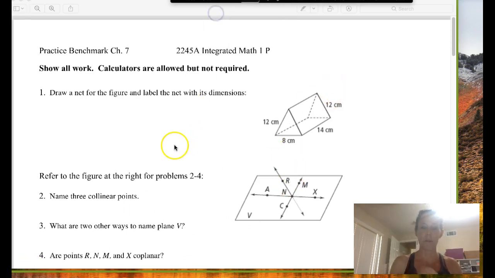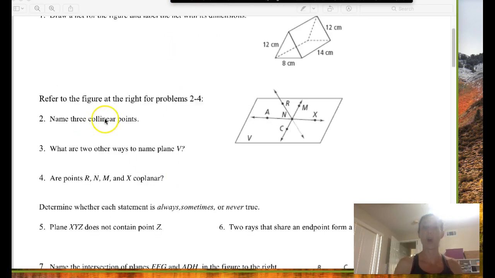All right, let's go on to number 2. Name 3 collinear points. So you have to understand what collinear means. Think co meaning you're sharing, like a co-pilot, and linear means on a line. So collinear means they all have to lie on the same line. So name 3. A, N, X would work. A, comma, N, comma, X. Those are 3 collinear points.